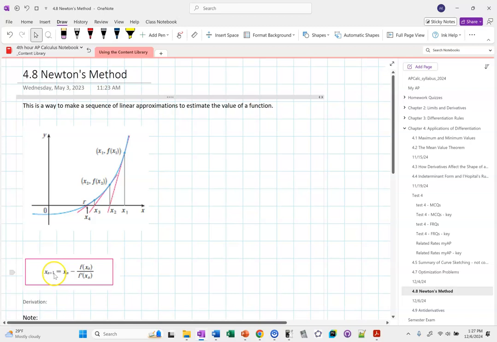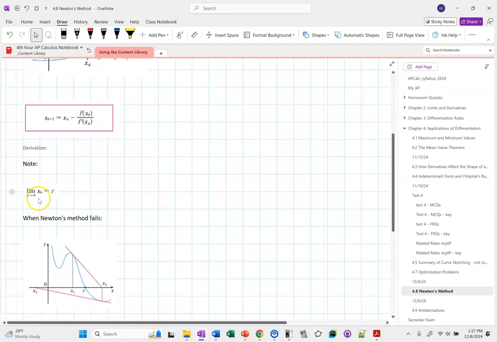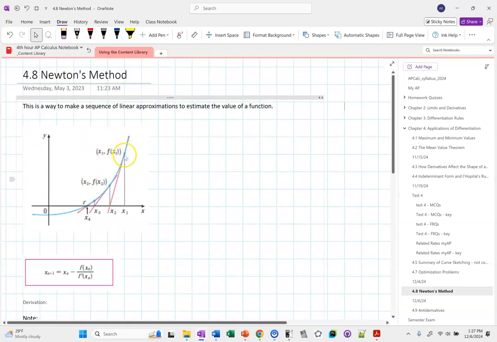To find that next x value, or that next value in our sequence, we take the previous value and we subtract f of that value divided by f prime of that value. So far, so good. And if we did this infinitely many times, like if I split the distance from x1 to x4 into infinitely many slices, I'd get the exact value of f of x, right?